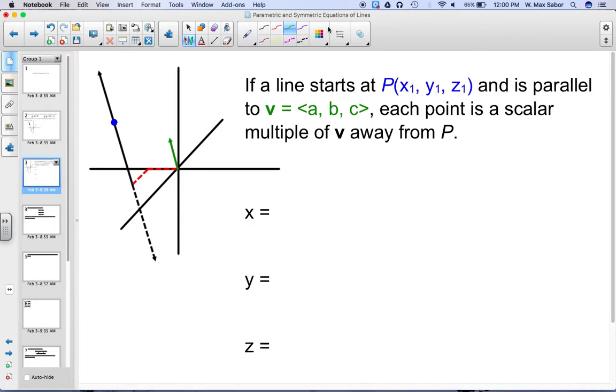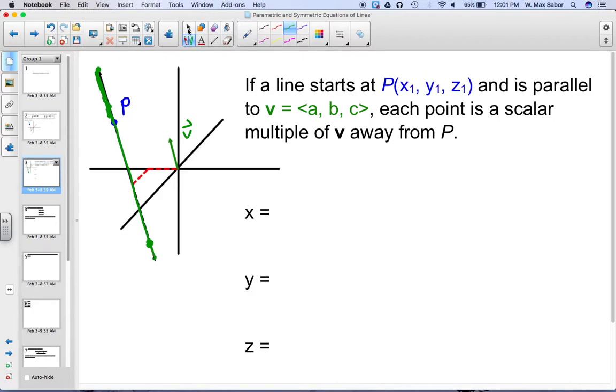So if a line starts at P, and it doesn't necessarily have to be the origin, it just has to be going through that point, and is parallel to a vector v, each point is a scalar multiple of v away from P. So if I multiply v by a half and add it to P, I get to this point. If I multiply v by 2 and then add it to P, I get to this point. If I multiply by some negative number and add it to P, I get this point. And every point along this line is some multiple of v away from P.